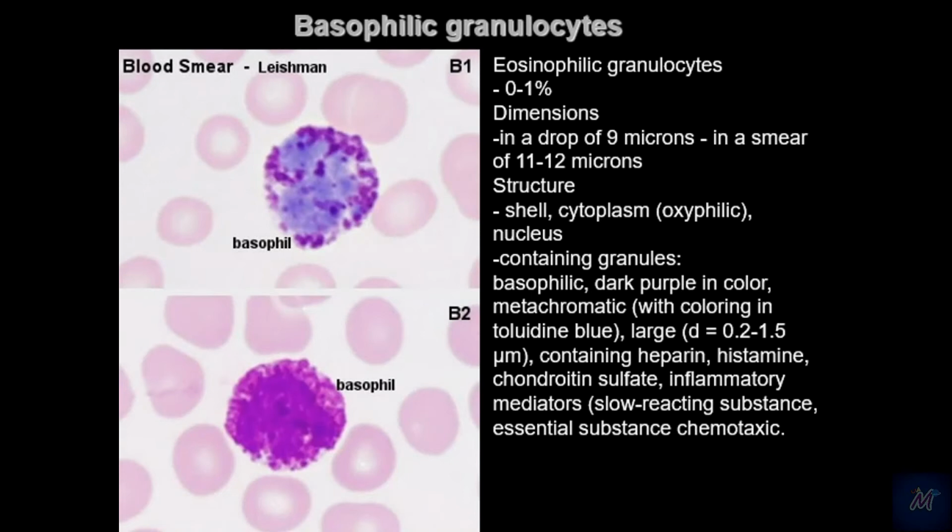Heparin is an anticoagulant which prevents blood clotting, and it makes blood more liquid. And histamine is a mediator which can increase draining of the blood through the wall of blood vessels. So it increases interstitial fluid. It helps the plasma of the blood leave the blood vessels.